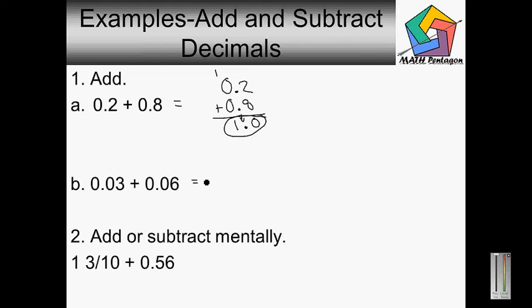Okay, let's go to our next problem. We have 0.03 plus 0.06. So now let's add them up and make sure we line up the decimal points when we're adding. So 6 plus 3 is 9, 0 plus 0 is 0, and 0 plus 0 is 0. And bring down the decimal point here. And we have 0.09 as our final answer to this problem right here.